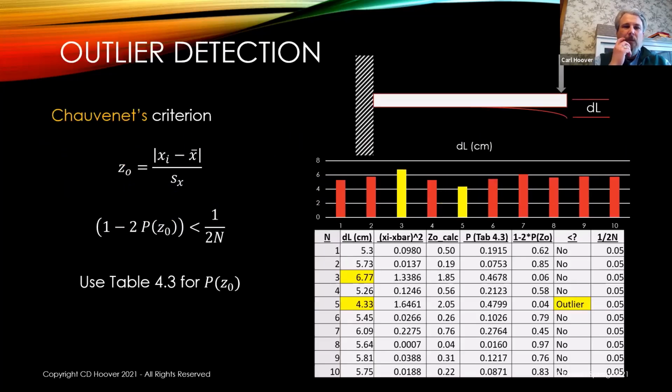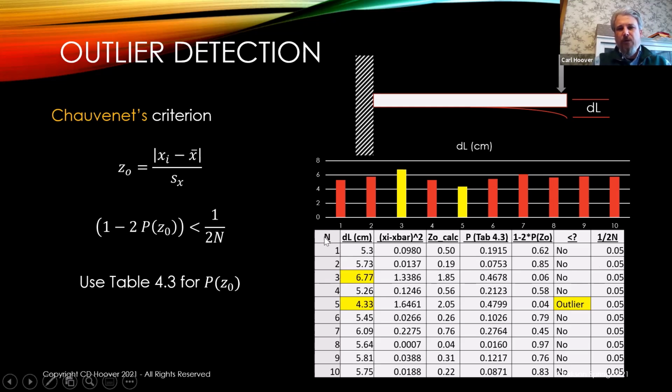So there's a spreadsheet that we're going to use for this, and we'll get to that in a second. The schematic of this problem: cantilever beam, some kind of deflection here, and this is each of our samples. Chauvenet's criterion is 1 minus 2 times the probability of z has to be less than or equal to 1 over 2n, the number of samples, where z is the absolute value of x minus x bar over standard deviation. So we use table 4.3 for our z.